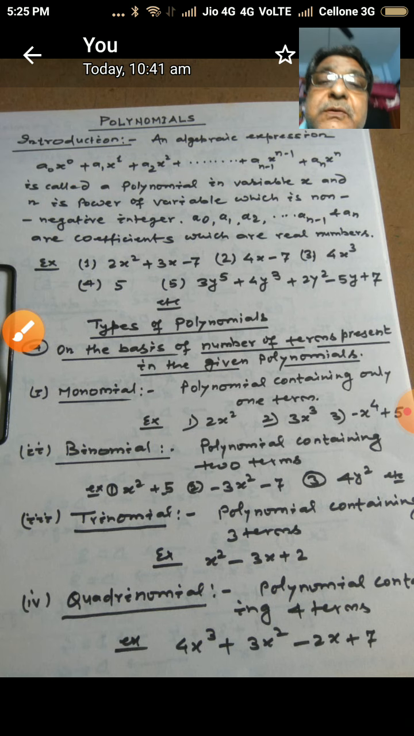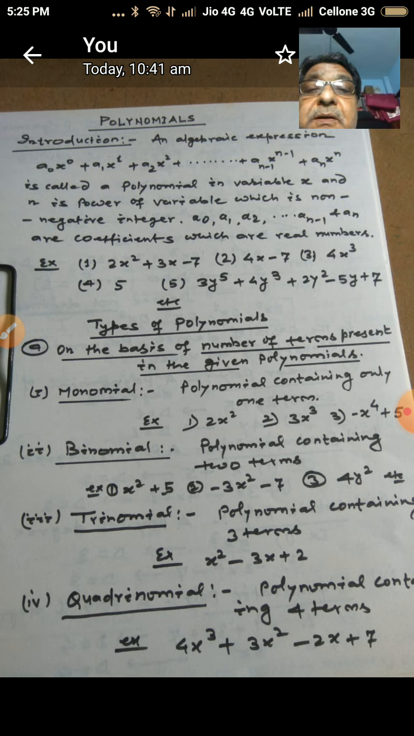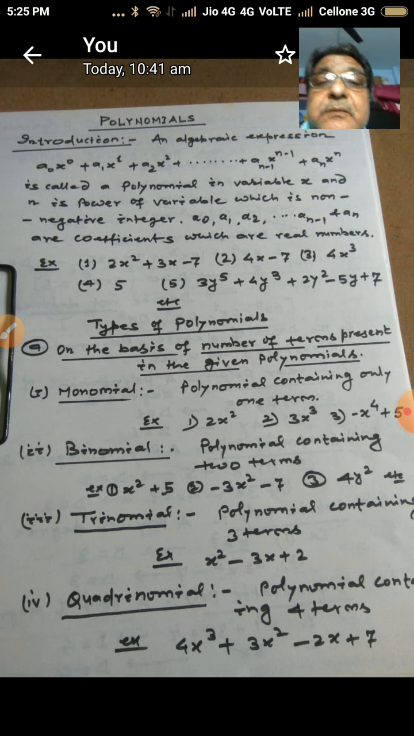Okay, student, now since polynomials are of different types and many in number, it is needed to classify them to make our study easier, so let us consider now types of polynomial. First, there are two types of classification for polynomials. First we are considering on the basis of number of terms present in the given polynomial.